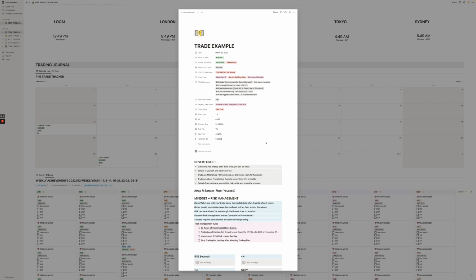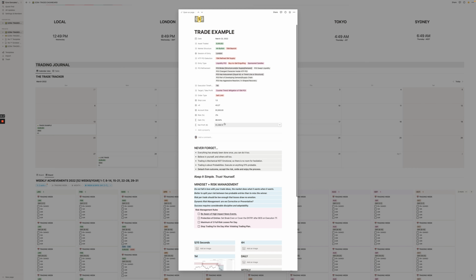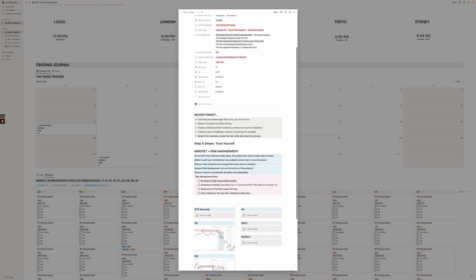We take screenshots, we add them in, 1.5 pip stop, 43R gains, right? Account size, what's your account size? Whatever it is that you want to do. You're trading 2% risk, for example, whatever. Just emphasizing that you can modify all these things. That's a pretty crazy gain, obviously, right?